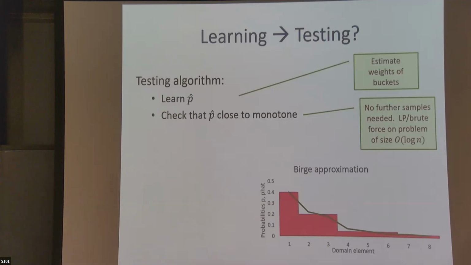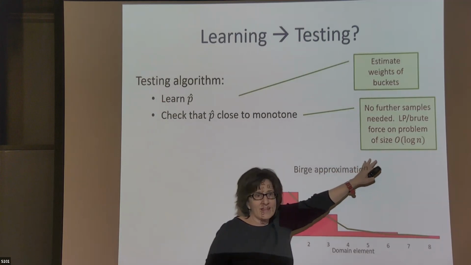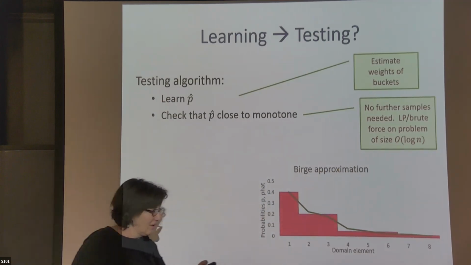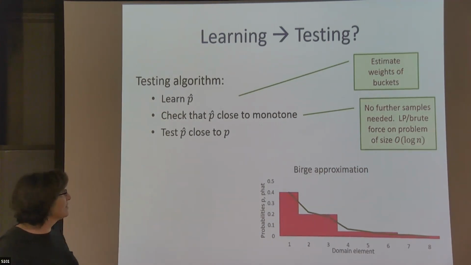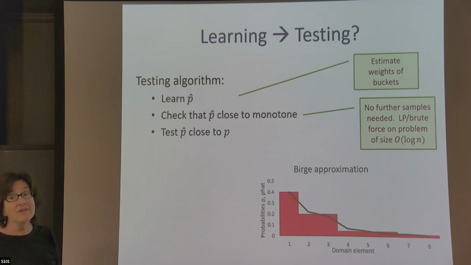But it's not a hard thing to do. You can do an LP or a brute force. The whole problem size is log n. You only have log n numbers, and you just have to figure out, is this thing close to monotone? So this is just work, but it's not samples, and it's not even a lot of work because it's a problem of size log n. Then you have to test that P hat is close to P. That's where you need more samples. That's where you start needing root n samples, and you can reduce to uniformity testing.